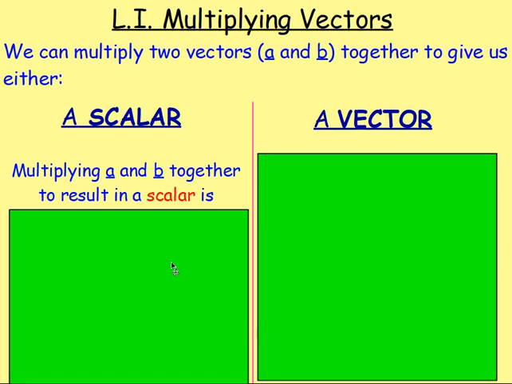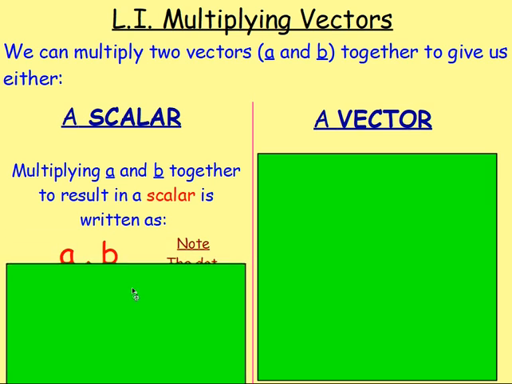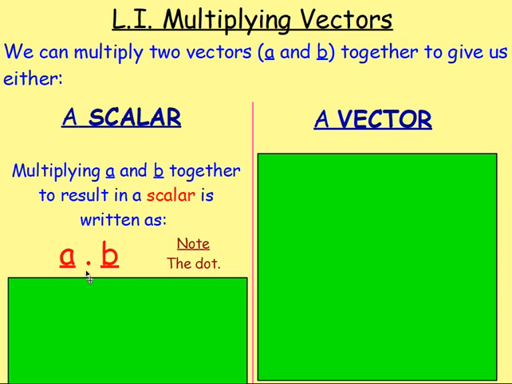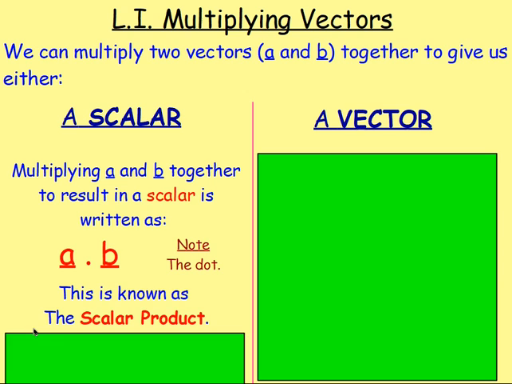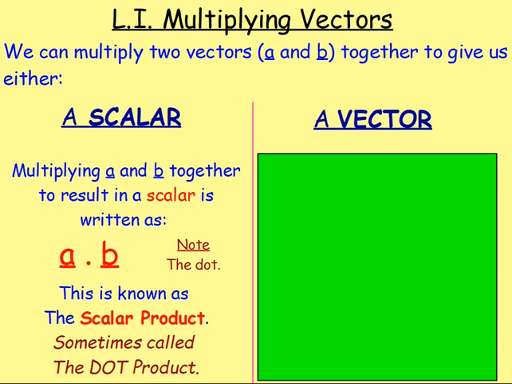Multiplying vectors a and b together to result in a scalar, the way you write that is vector a dot vector b. Note the dot. It is very important. So you're multiplying vectors a and b together. If you have the dot, you will end up with a scalar, and the result is known as the scalar product, or sometimes the dot product because of this dot.